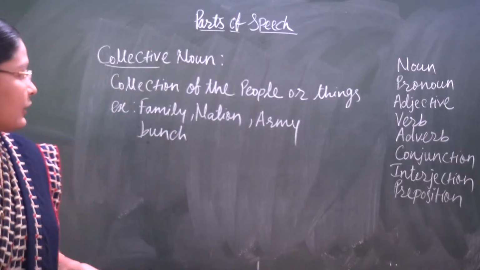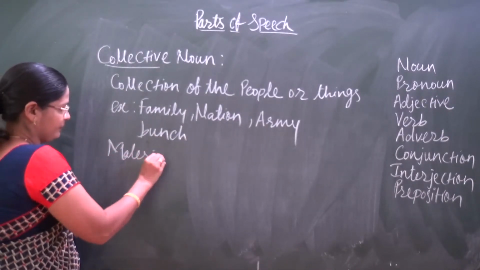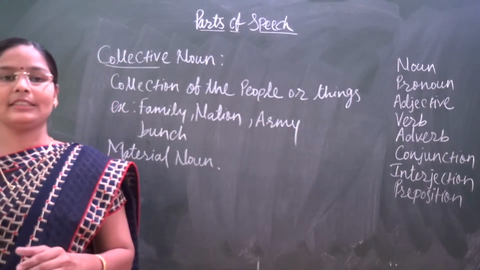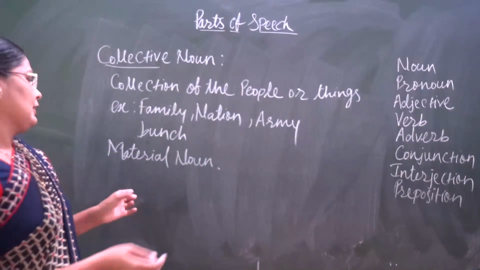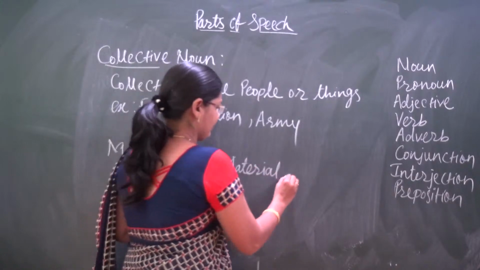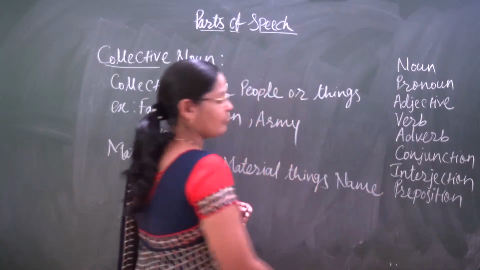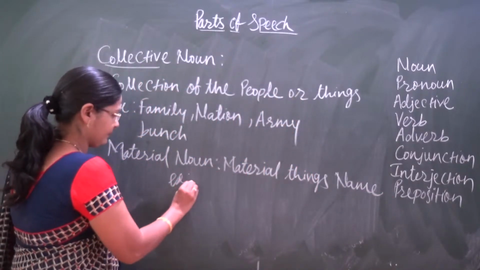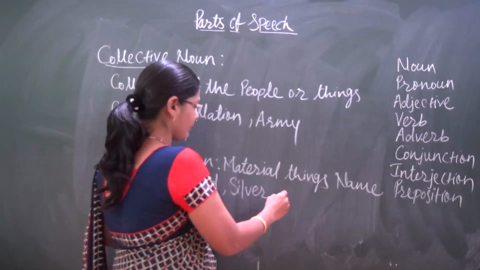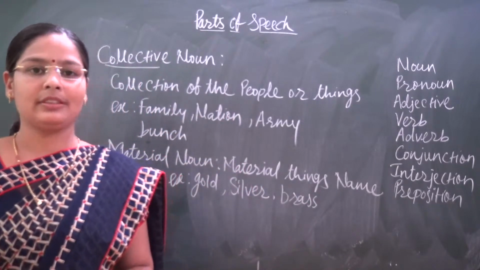Then the number 4 type of noun is the material noun. Material noun is the name of material things. Material things' names are called material nouns. For example, gold, silver, brass. So these all are material nouns.